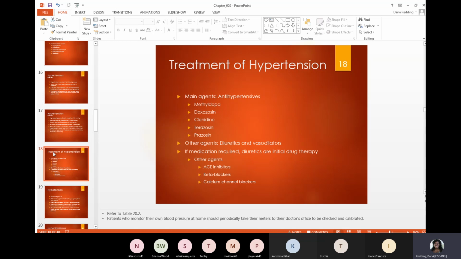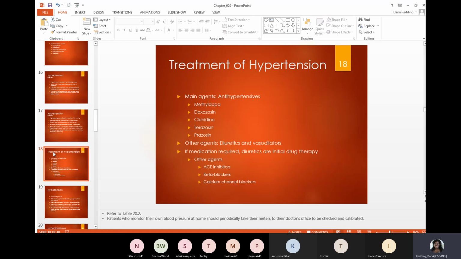Some other agents include diuretics or vasodilators. And if some medication is required, there is going to be some diuretics. That's the initial drug therapy. Some other agents, if a person has been diagnosed with hypertension, would include ACE inhibitors, beta blockers, as well as calcium channel blockers. So you keep hearing me talk about hypertension.